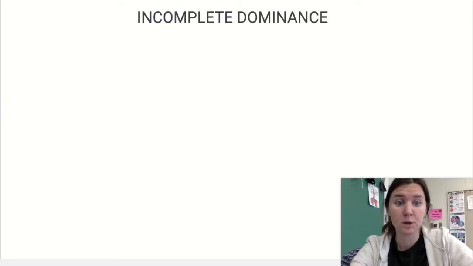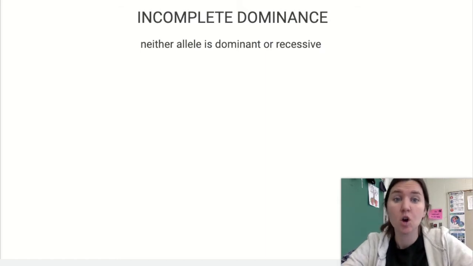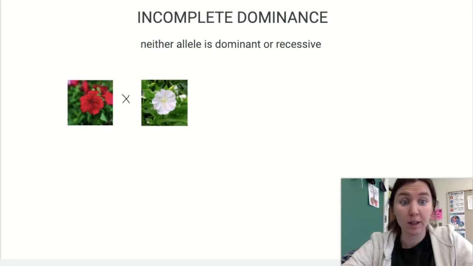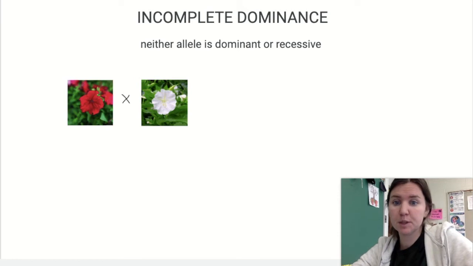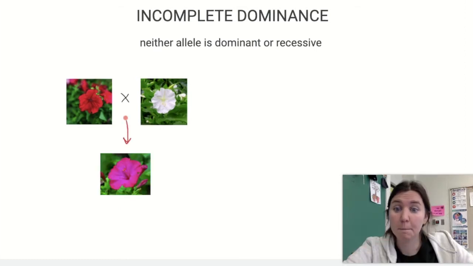All right, so first one we're going to learn about is incomplete dominance. And this is where neither allele is dominant or recessive. So for our first example of this, we're going to look at these four o'clock flowers, is what these are called. So what are we going to find when we cross a red one with a white one? Let's see. The offspring are pink.